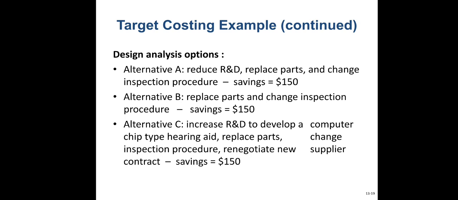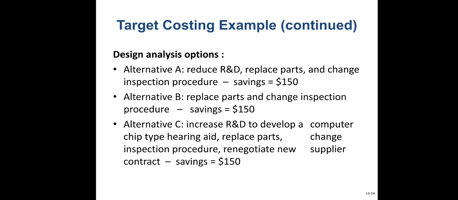And then, this is the design analysis option. Alternative A: now the current price of the HPI product is 750. The business has to reduce the cost to 500 only, from 650. So when the business wants to decrease the cost to 500 only, the business has three options: alternative A, alternative B, and alternative C.